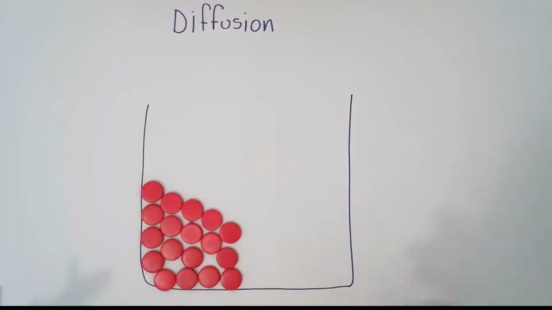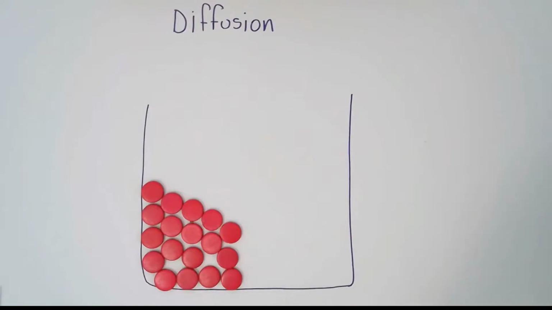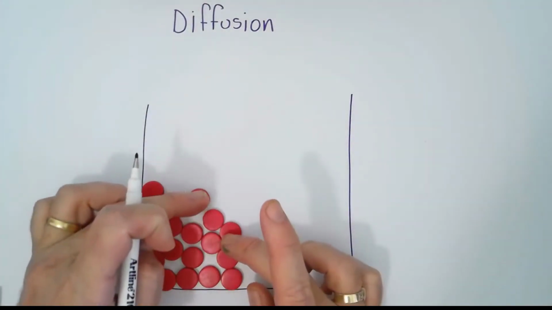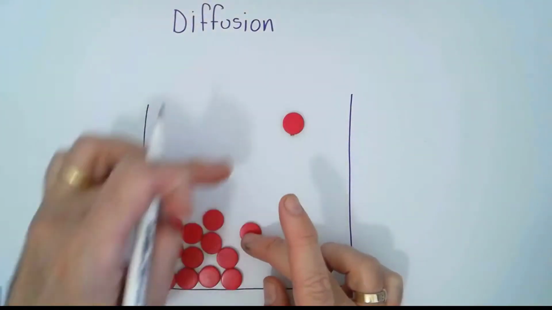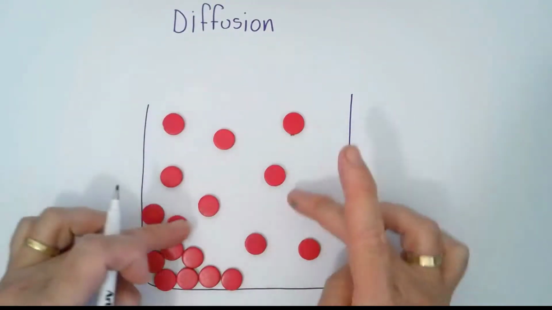So we've got a beaker here, and these little red dots are particles of food dye that I've just put into our beaker of water. Now what's going to happen if we wait long enough, remember that particles are always moving. So these particles are going to move around and start to be distributed throughout our water.